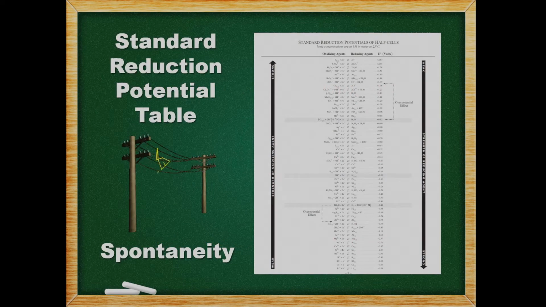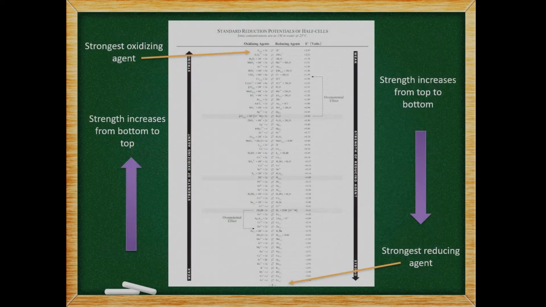Standard reduction potential table and spontaneity. The standard reduction potential table plays a major role in electrochemistry. For starters, the strongest oxidizing agent will be found on the top left of the table, and the strength increases as you move up the table.